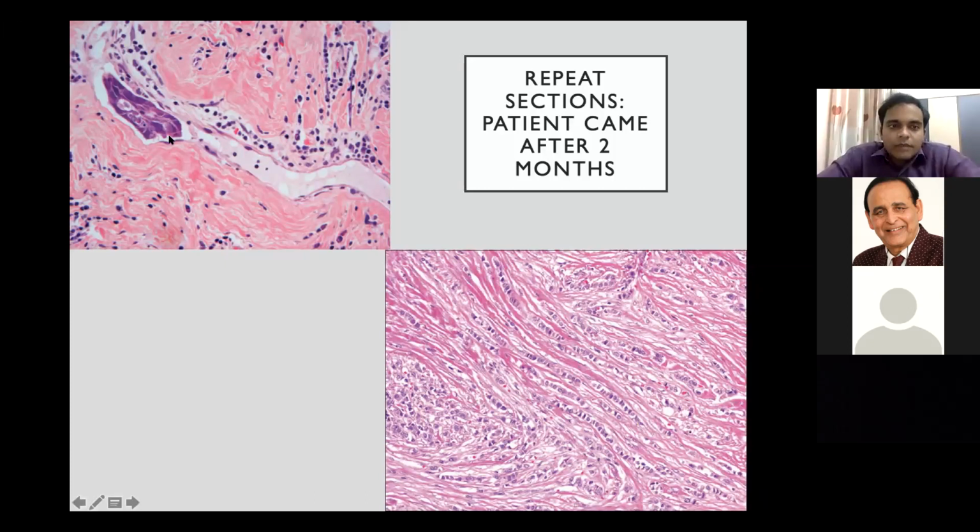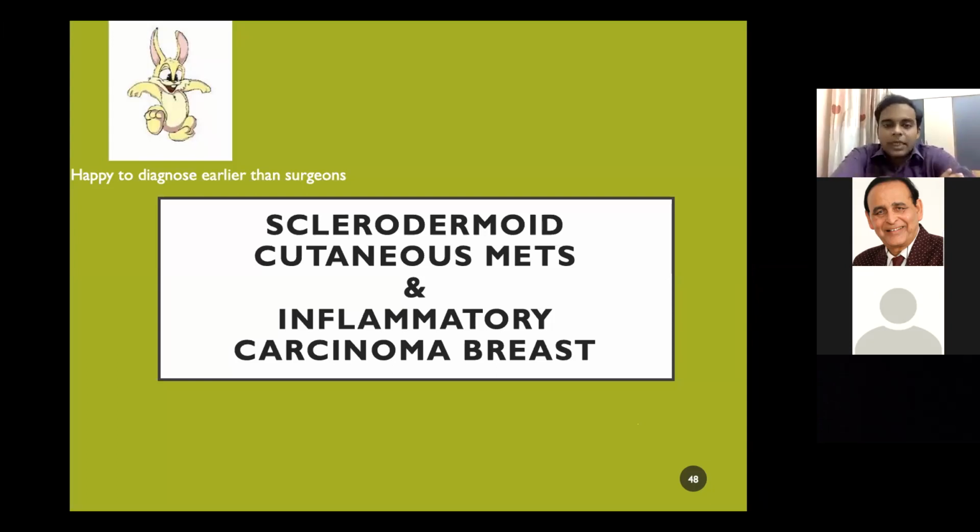And you have this aggregate of some sort of squamoid or atypical cells, which is actually present inside the vessel wall. Okay. So it is present in the lumen. So it's almost sort of an emboli. So I think the diagnosis may be clear to some of you now. So we basically reached a diagnosis of inflammatory carcinoma breast, which had metastasized to skin, leading to sclerodermoid morphology.